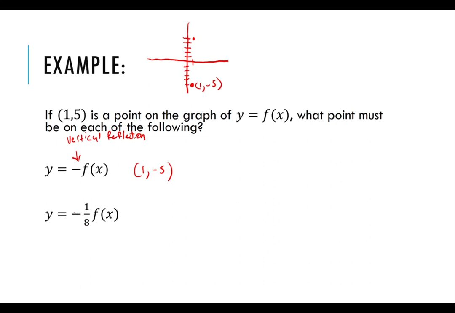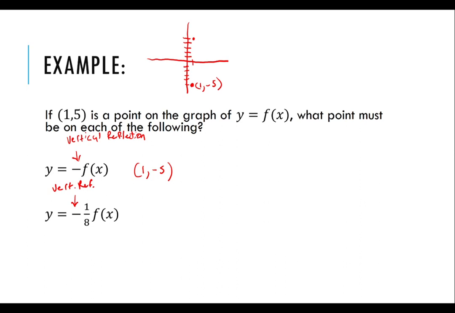This actually does two things. This negative is a vertical reflection. That is, it flips it across the x-axis. So I know that the point (1, 5) is then going to be reflected. But then we have to say, what does 1/8 do?